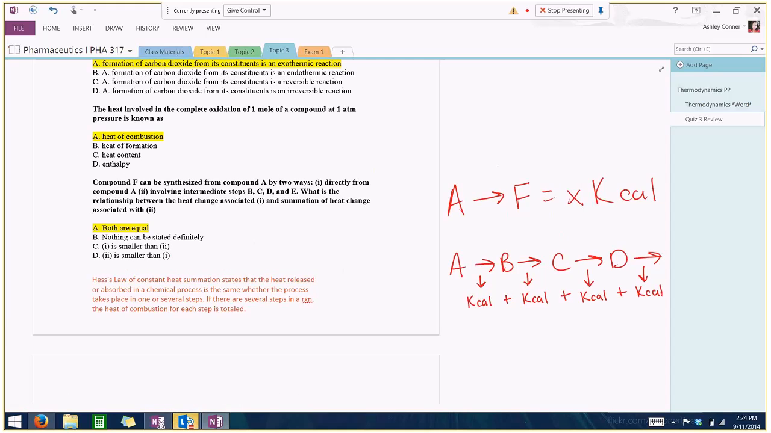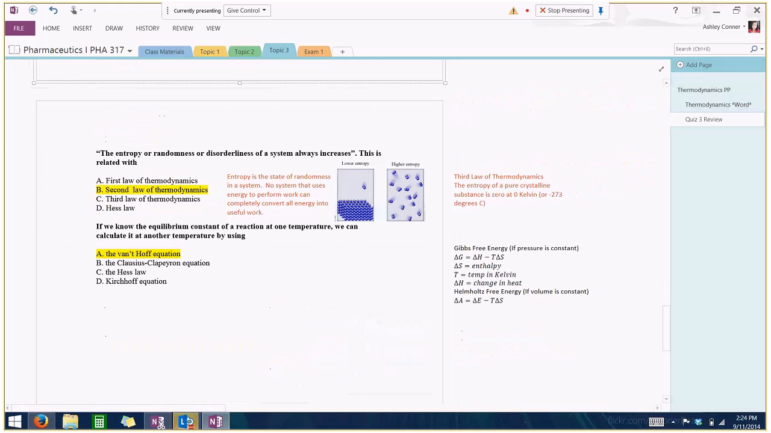Moving on to Hess's law. Oh, that's what I was just talking about, was Hess's law, I guess. The constant heat of summation states that the heat released or absorbed in a chemical process is the same, whether the process takes place in one or several steps. And then like I've explained already, if there are several steps, you just add them all together.